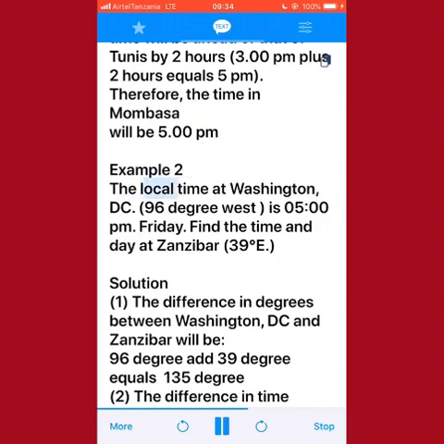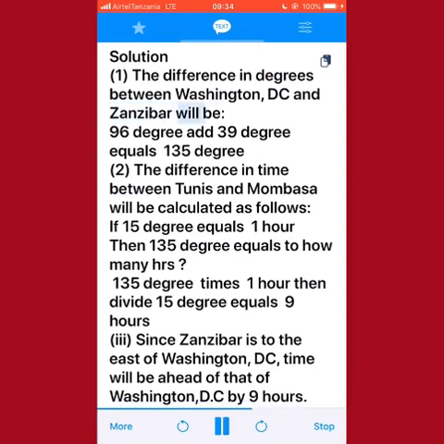Example 2. The local time at Washington, D.C., 96 degrees west, is 5 p.m. Friday. Find the time and day at Zanzibar, 39 degrees E. Solution. 1. The difference in degrees between Washington, D.C. and Zanzibar will be 96 degrees add 39 degrees equals 135 degrees. 2. The difference in time will be calculated as follows. If 15 degrees equals 1 hour, then 135 degrees equals how many hours? 135 degrees times 1 hour, then divide by 15 degrees, equals 9 hours.